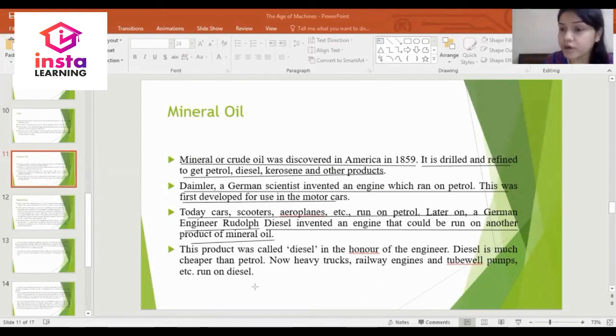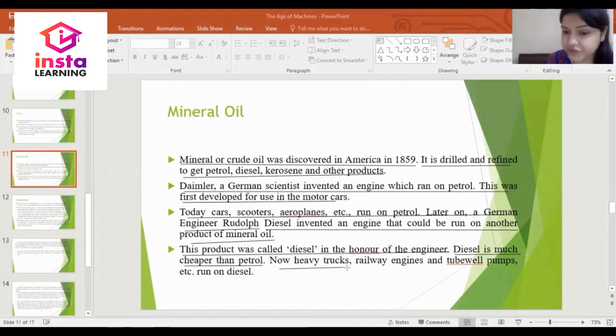This is a very important thing which you should know. This product was called diesel in honor of the engineer. तो इस product को क्या कहा गया? डीजल कहा गया. किसको? उस इंजीनियर के सम्मान पे इसका नाम डीजल रखा गया. Diesel is much cheaper than petrol.